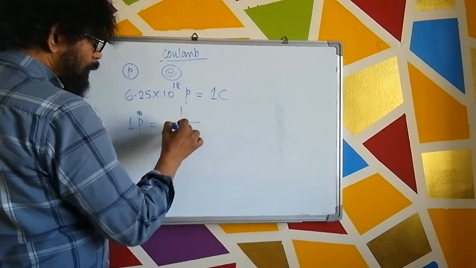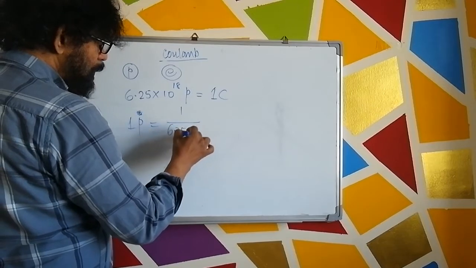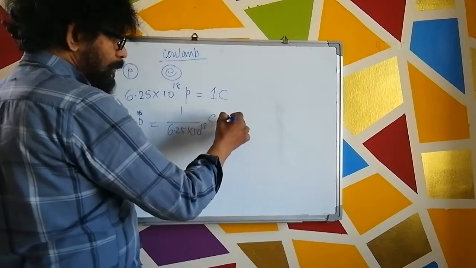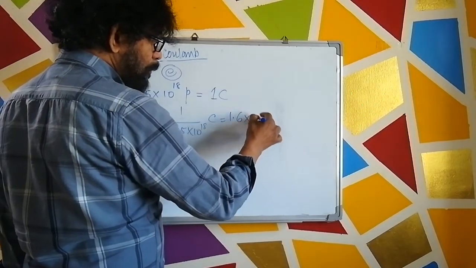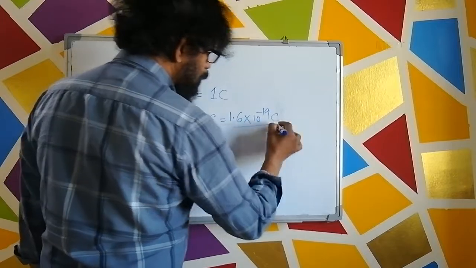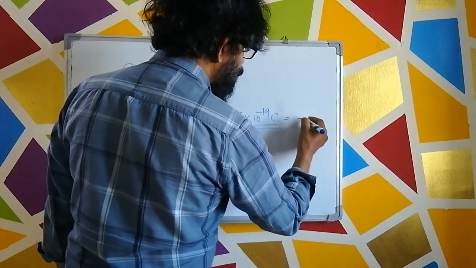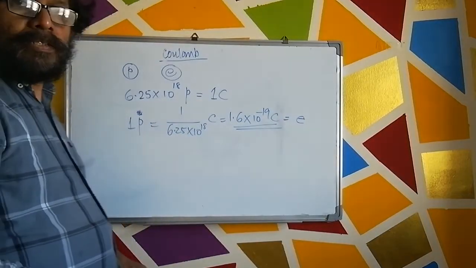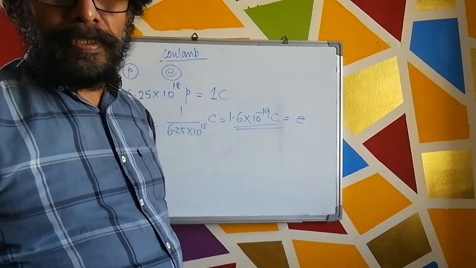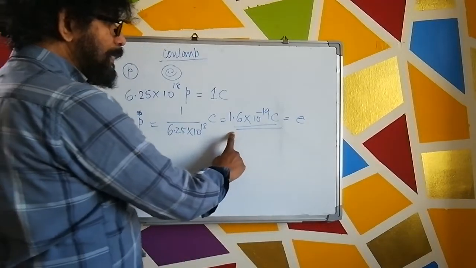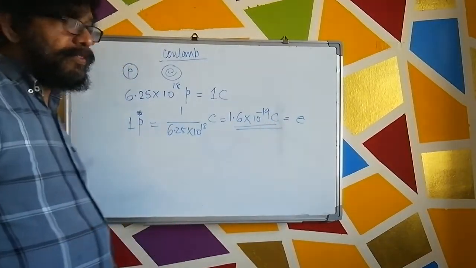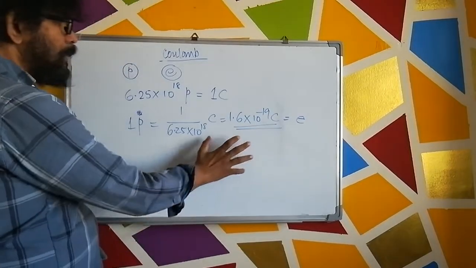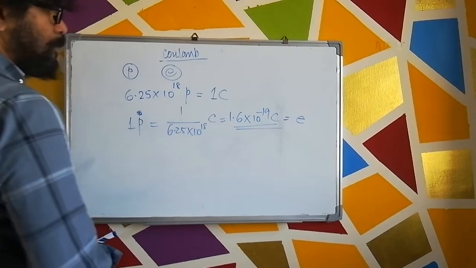1 upon 6.25 times 10 to the power 18 coulombs, which works out to 1.6 times 10 to the power minus 19 coulomb. This is a very important number. This is denoted by the letter E. E is not electron. E is one of the fundamental constants in physics. Right? So the number E represents the quantity of charge on a proton or an electron. Right. So that is how we think of the Coulomb.